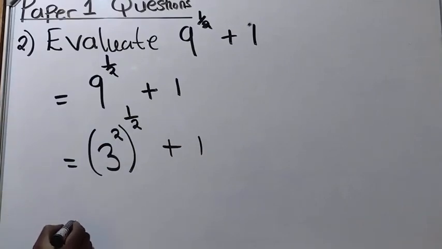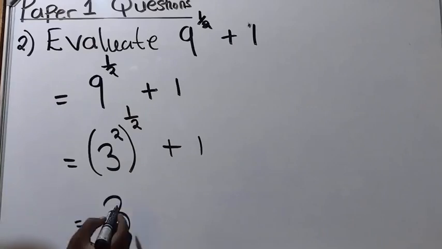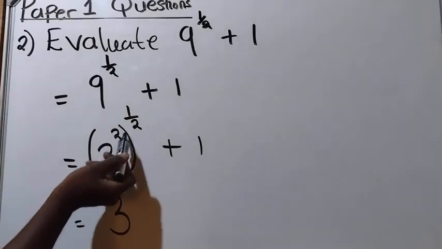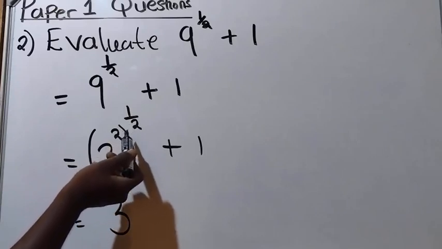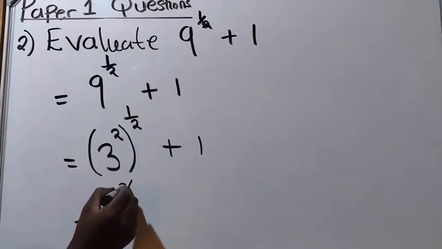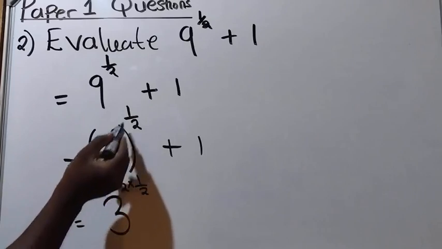So this will give you something like this. You can see power of a power here. That's the principle we are going to apply. So you multiply 2 times 1 over 2. You multiply this power and this power.